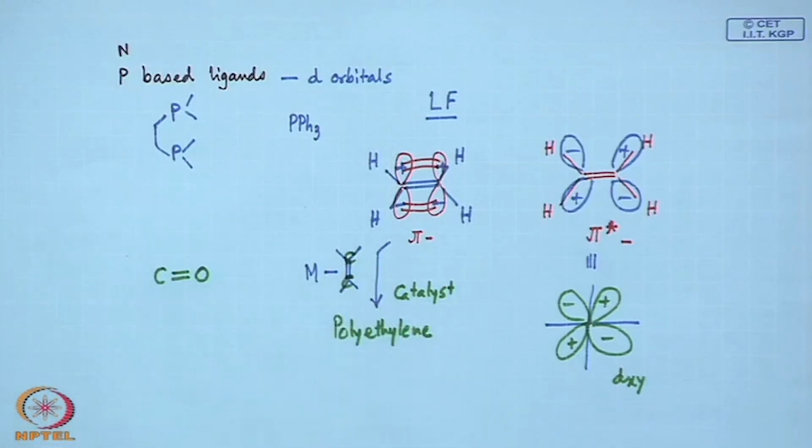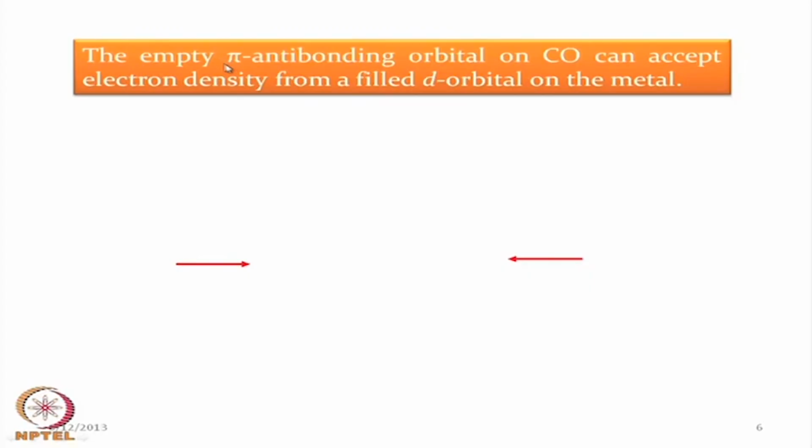Similarly, the CO molecule can also be treated in a similar fashion, where the pi star orbital of the CO molecule, that we all know from our early days, how we construct the corresponding molecular orbital of the carbon monoxide molecule, involving the corresponding atomic orbitals of carbon and oxygen. So, we have no electron in the corresponding pi star level of the carbon monoxide molecular orbital.